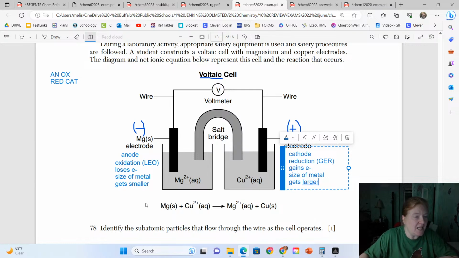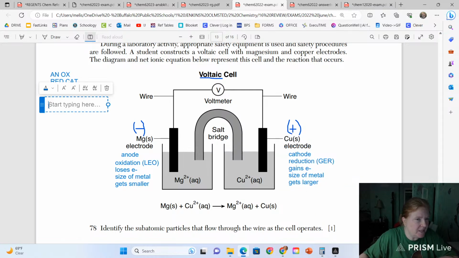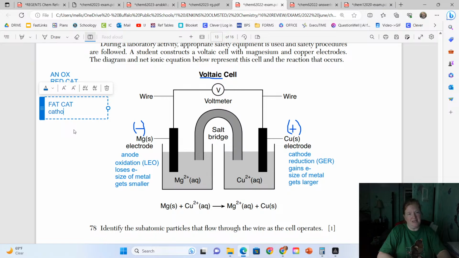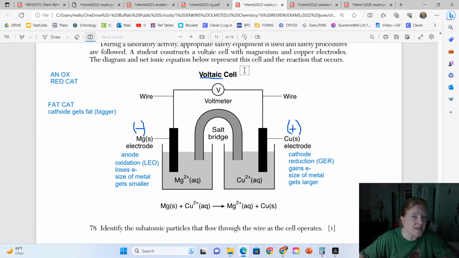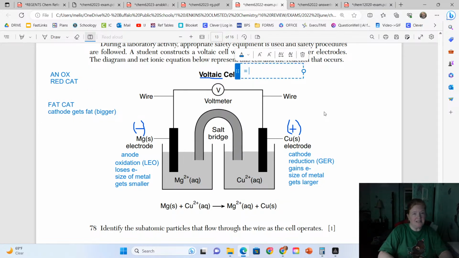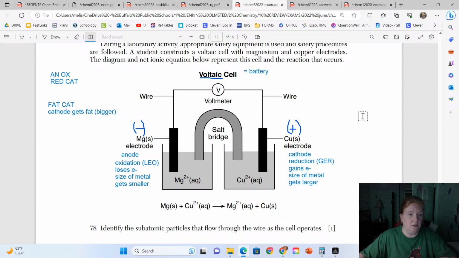And how I remember that is I tell my students this fact: the cathode gets fat. It gets bigger as the reaction continues. So a voltaic cell, if you don't know it, is literally a battery. The cathode keeps getting bigger and bigger. The anode keeps getting smaller and smaller.